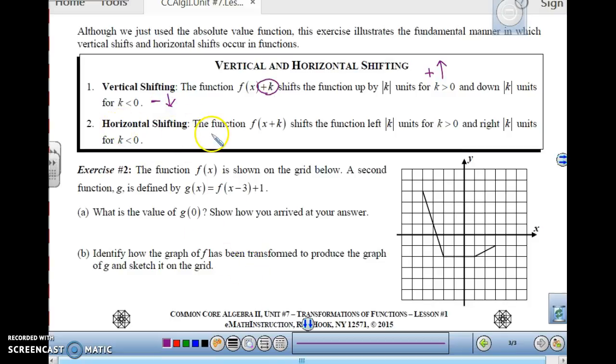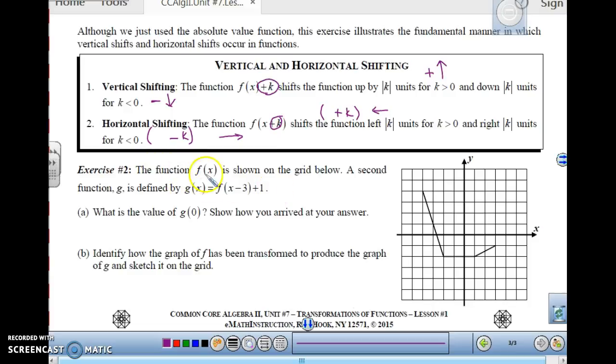Okay, now the horizontal shifting. If you have f of x plus k, it shifts the function left k units for k greater than 0. So if this is plus k inside the parentheses, it's going to go to the left. And it's going to shift to the right if k is less than 0. So if you have minus k in your parentheses, it's going to go to the right. Okay? So inside the parentheses, remember, is opposite sign. Outside the parentheses is the same.